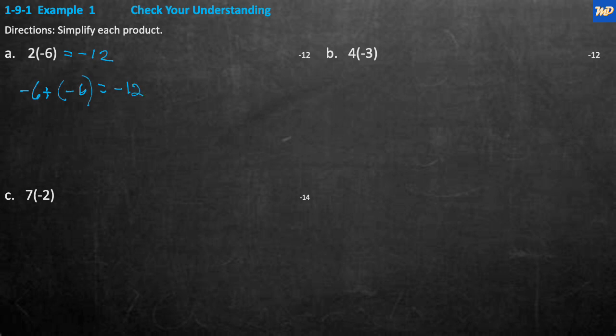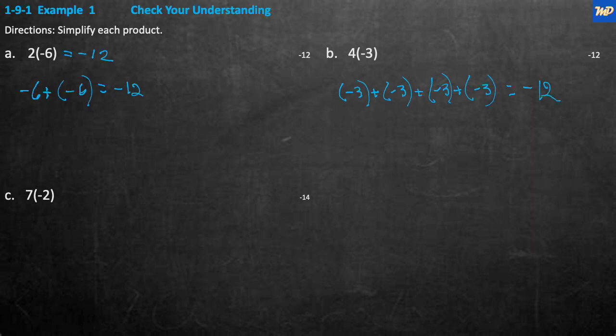How about this one? The quantity of negative 3 taken 4 times. So we have the quantity of negative 3 plus the quantity of negative 3 plus the quantity of negative 3 plus the quantity of negative 3. 3, 6, 9, 12. The answer is negative 12.